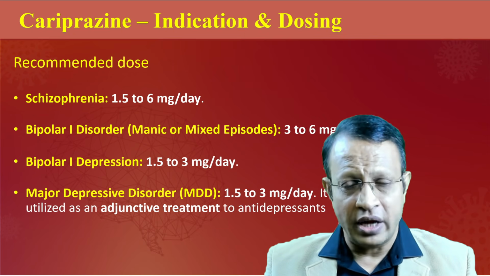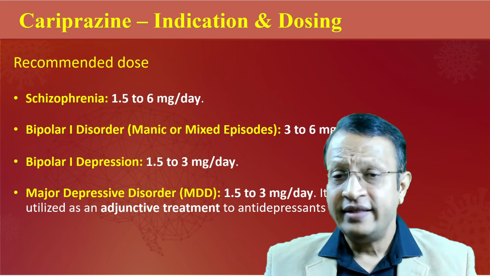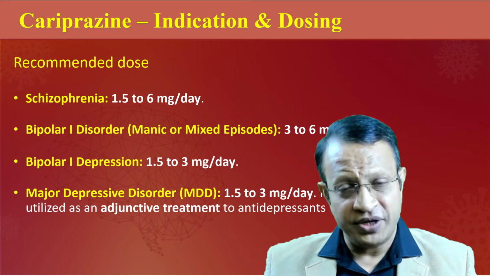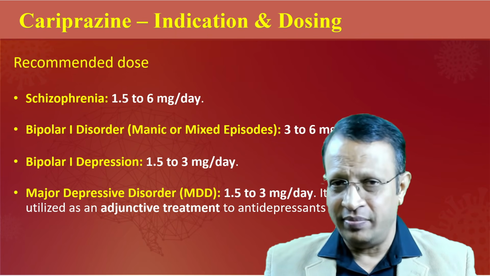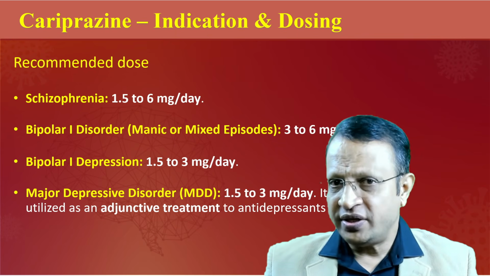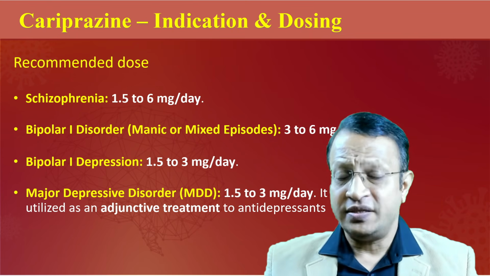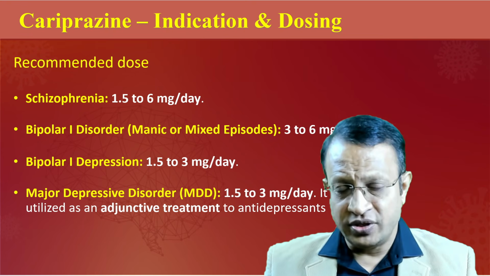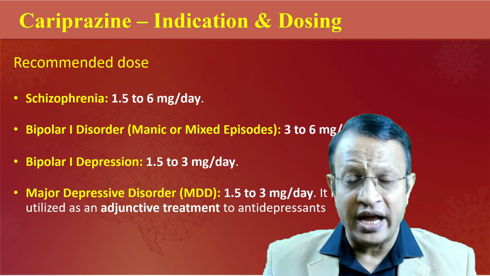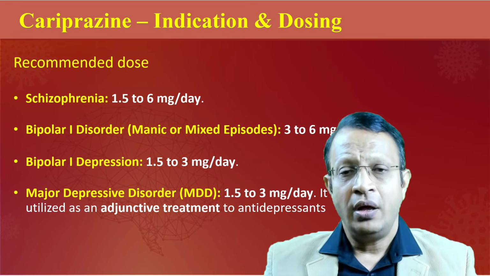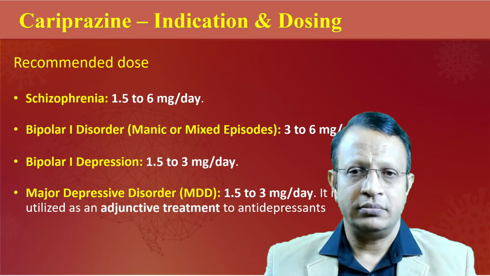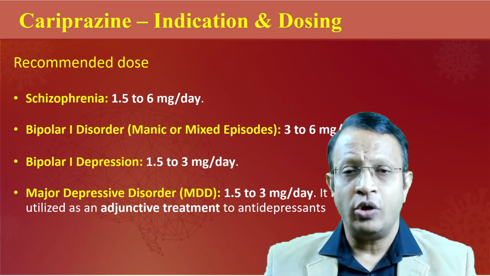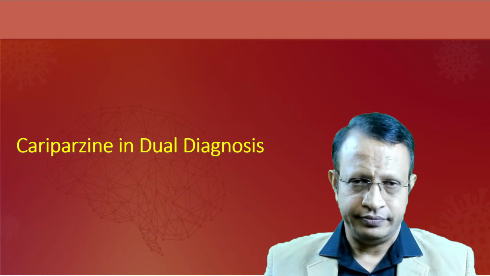Bipolar 1 disorder, either for manic or mixed episode, 3 to 6 milligram per day. Bipolar disorder, depression, 1.5 milligram to 3 milligram. For depression, the dosage is less. For manic and mixed episode, the dosage is 3 to 6 milligram. For major depressive episode, it has been approved as an adjuvant treatment with antidepressant, dosage of 1.5 to 3 milligram. The adjuvant antidepressant invariably, escitalopram, sertraline, fluoxetine can be given.